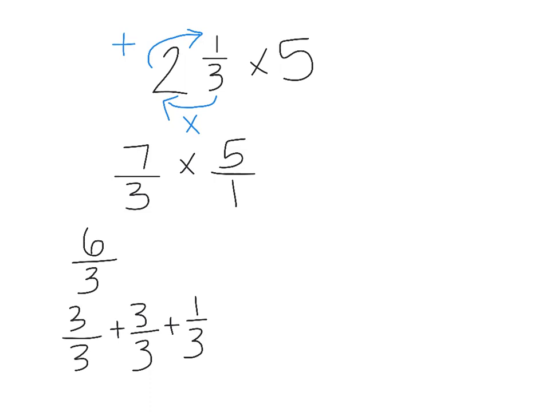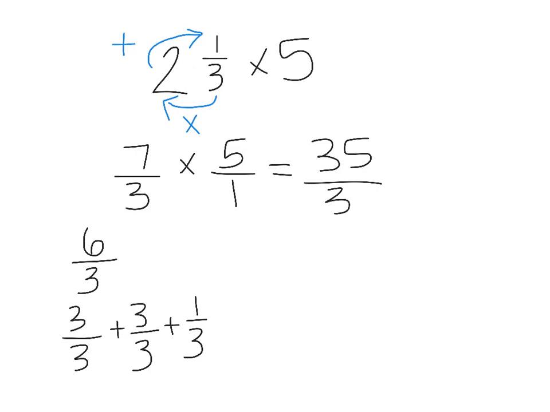If we check first to see if we can simplify, we look at the diagonals. 7 and 1 we can't simplify, and 3 and 5 we can't simplify. So we're just going to go ahead and multiply straight across. 7 times 5 is equal to 35, and 3 times 1 is equal to 3.